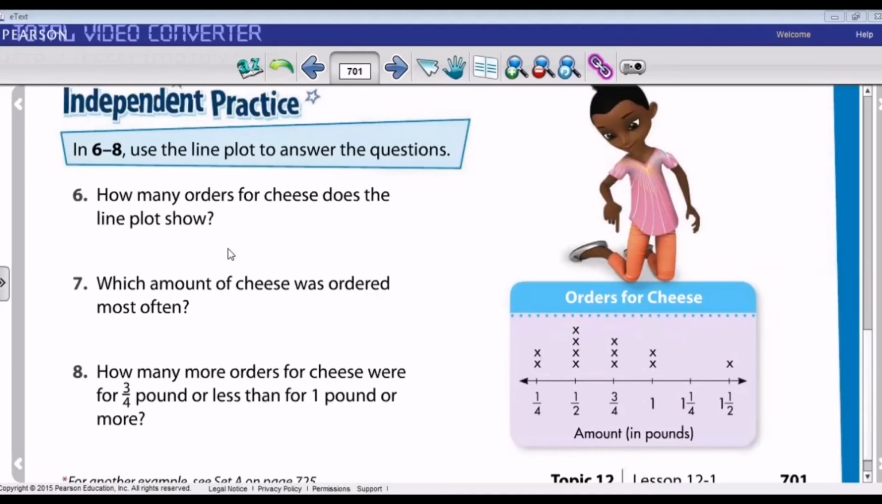So how many orders now? Count them: 2 for 1/4, 4 for 1/2, 3 for 3/4, and 2 for 1, then 1 for 1 1/4, and the last one is 1 for 1 1/2. So when we count them here, it will be 12. Number 7: which amount of cheese was ordered most often? The greatest number here will be 1/2 pound. And here 12 orders.